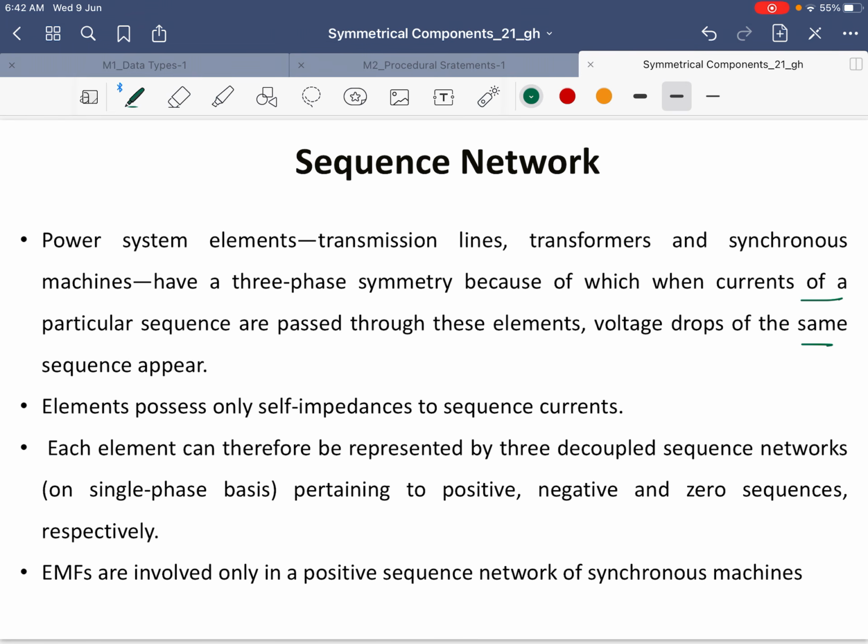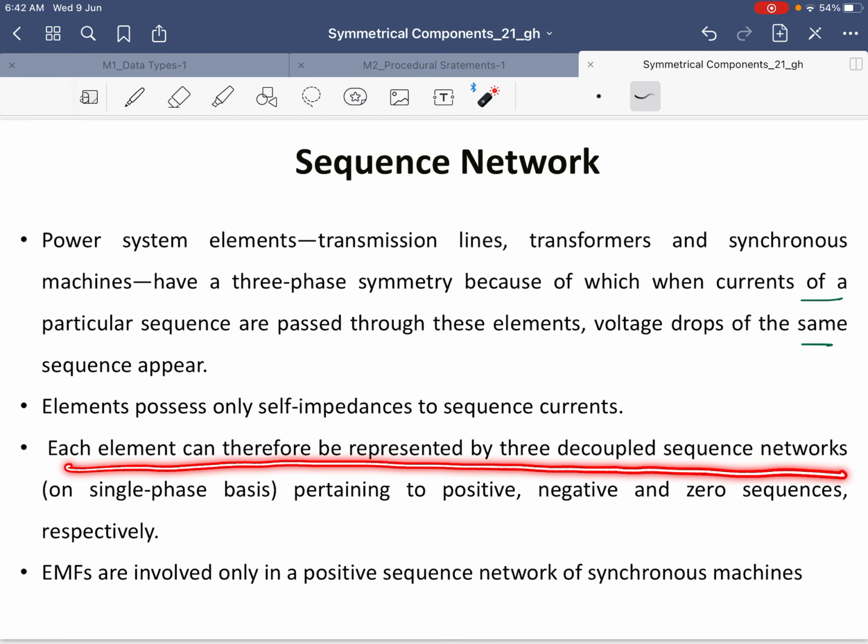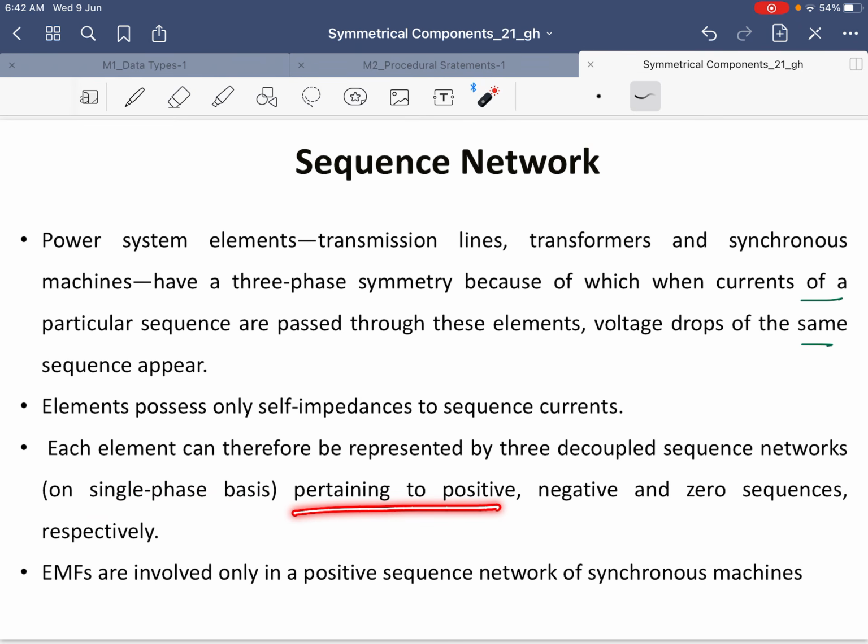Therefore, each element possesses only self-impedance. As such, you are not considering any mutual impedance between the lines or phases. Each element can therefore be represented by three decoupled sequence networks, on a single phase basis, pertaining to positive, negative and zero sequence.